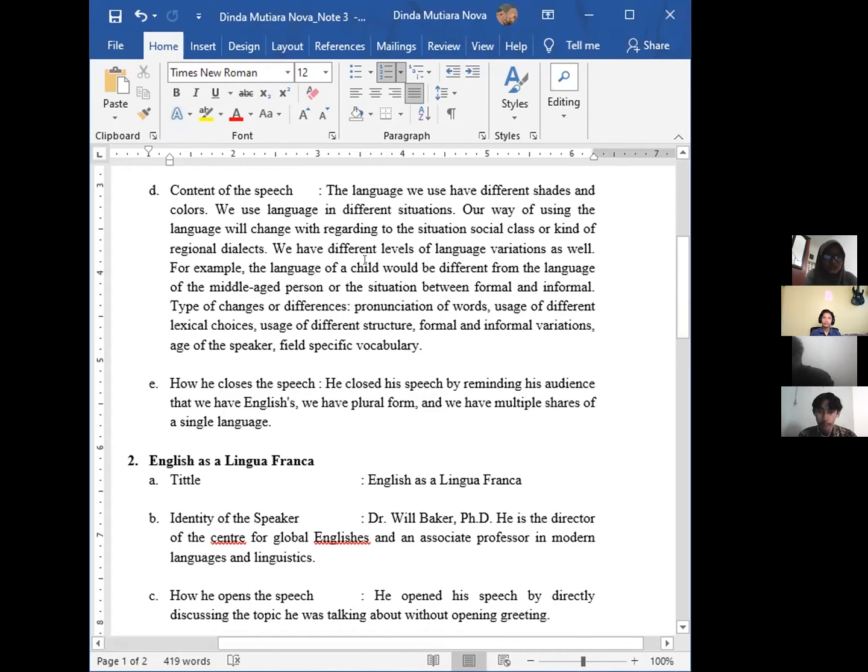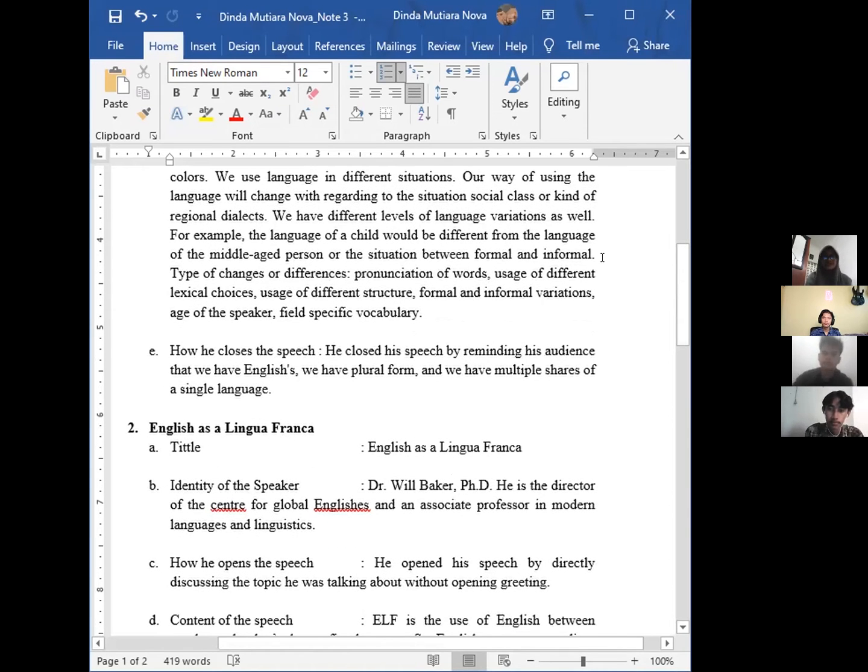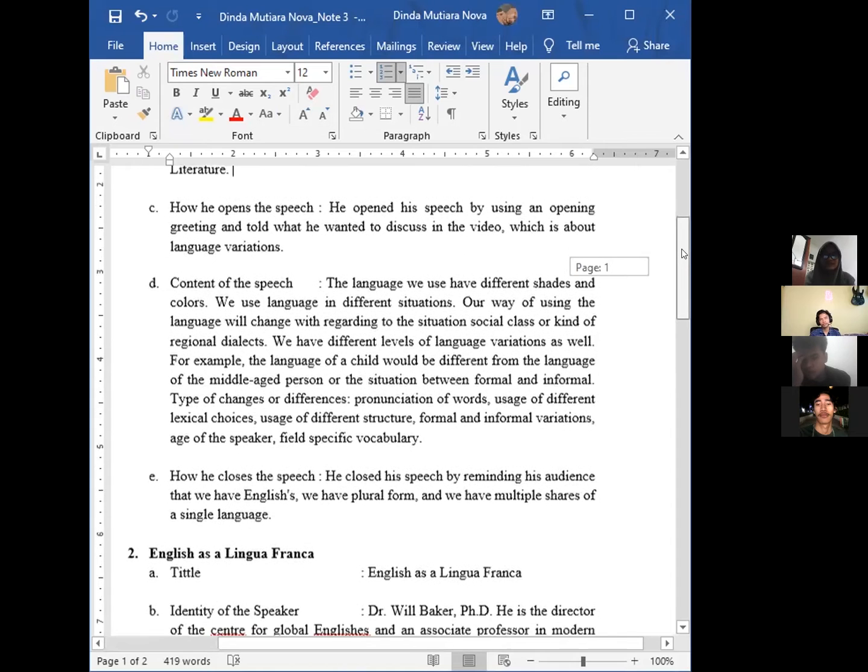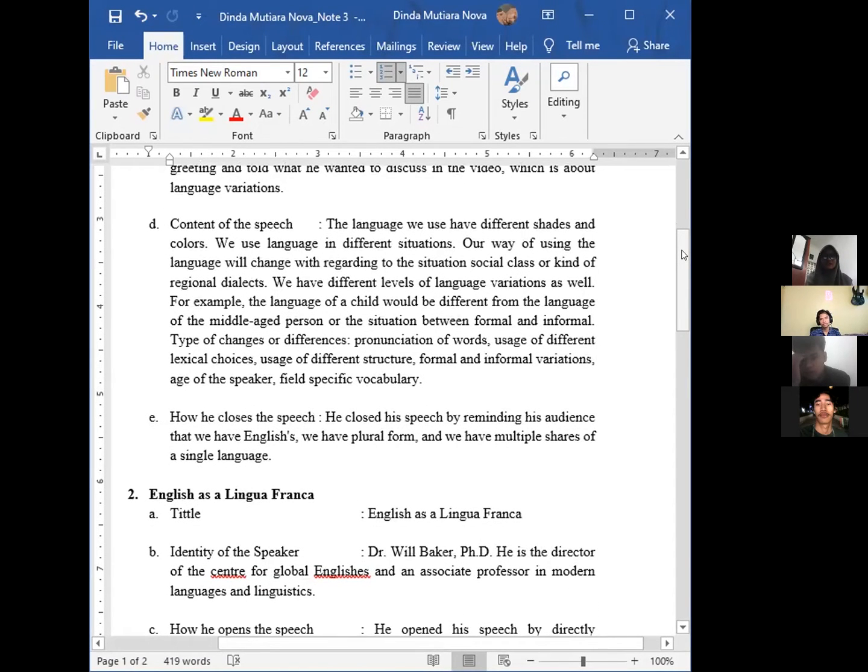So he also explained several types of change or differences. The first is pronunciation of words. Surely, in the world there are several accents, like American accent, British accent, Singapore, Australian accent, etc. And I think in all of the pronunciation of the words there are differences.